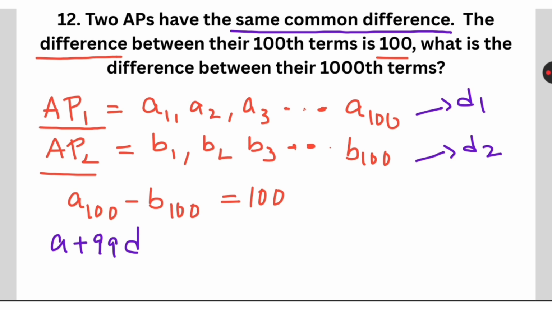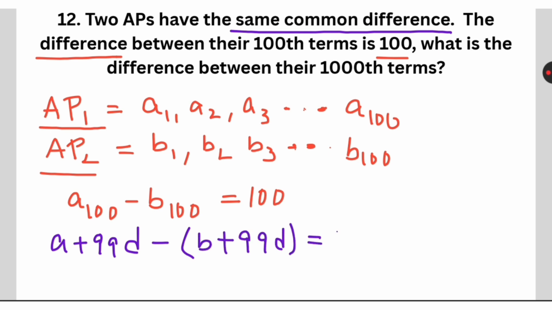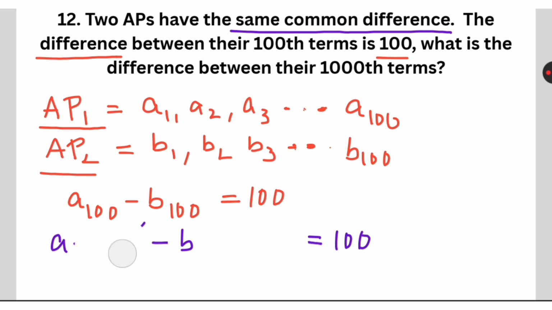That means this D1 and D2 are the same. So simply write this as A, here also we can write this as D, and for AP2 also we can write this as D. So minus B100 is nothing but B plus 99D. So that is 100. If you open the bracket, it becomes minus B minus 99D, isn't it? So here plus 99D minus 99D gets cancelled. So we are left with only A minus B, that is 100.